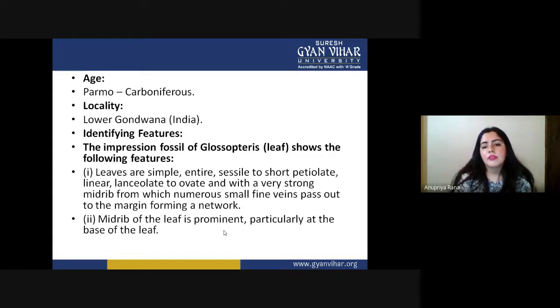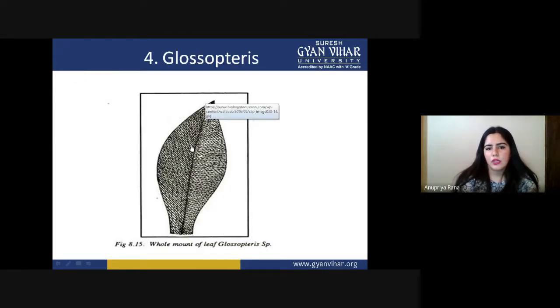Sessile means they are directly attached to the surface of the stem. They do not need any kind of peduncle. Sessile to short petiole means sometimes they do not have anything to attach with, or sometimes they may have a very short petiole to attach to the stem. That's why we call them sessile to short petiolate. Linear, straight. You can see they are very linear.